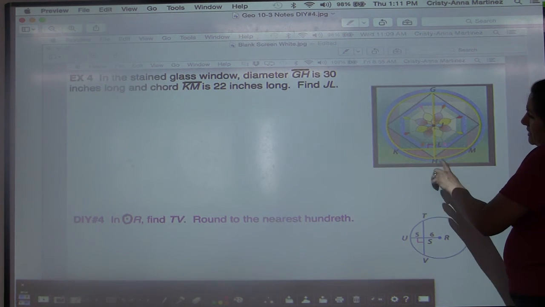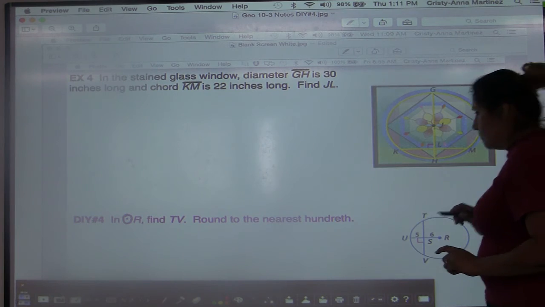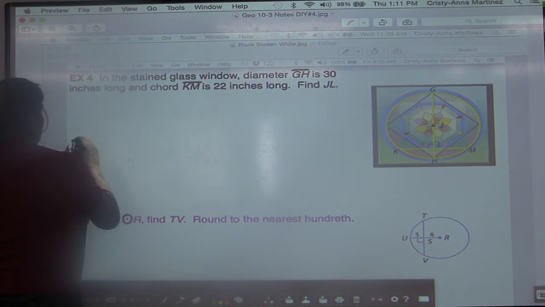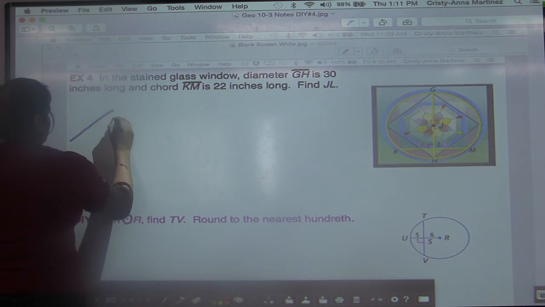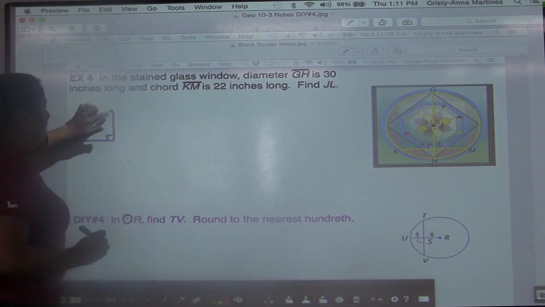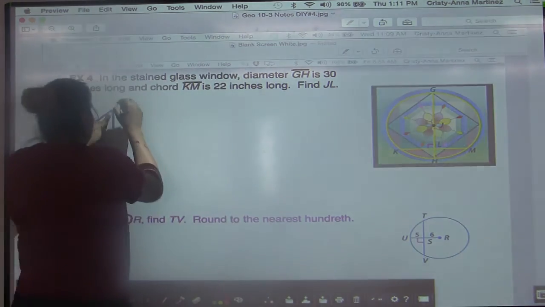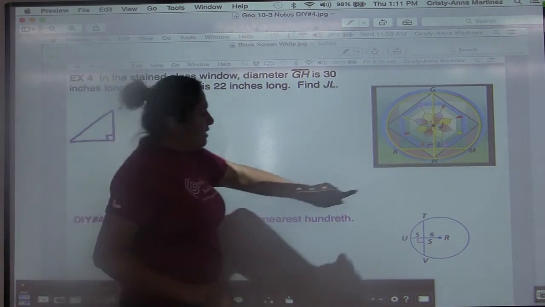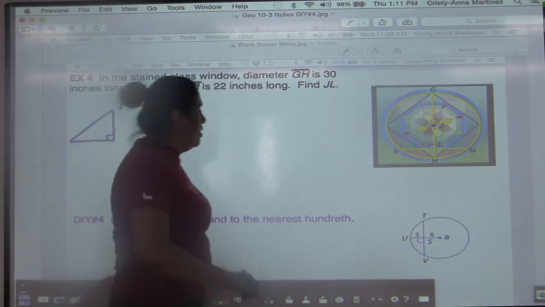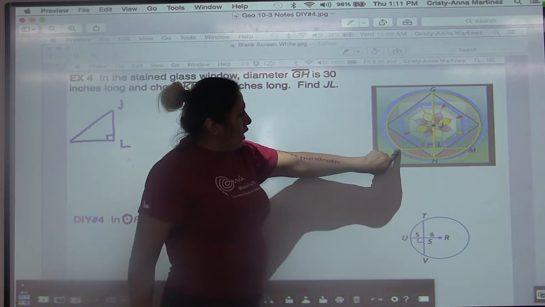I'm not sure if you guys can see that there's a symbol here that says it's perpendicular, but what I want to do is draw ourselves a little bit of a diagram so we can see a little bit better what's going on. And this point is going to correspond with the center of the circle, which is J. And since this point is L, which is where it meets with the chord at a 90-degree angle, this point here will be L. And then K is the point on the circle.